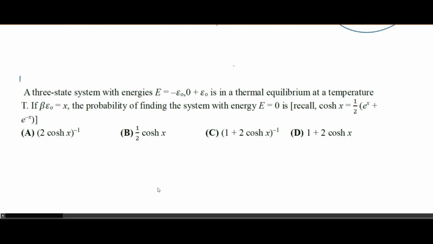A three-state system with energies minus epsilon, 0, and epsilon, again from statistical thermodynamics, at a temperature of T, and if beta epsilon is equal to x, the probability of finding the system with energy is equal to 0. Okay.